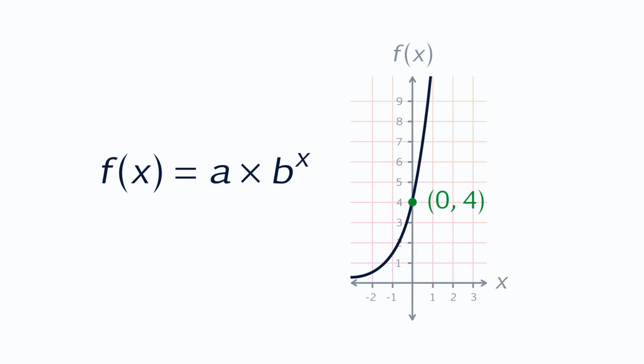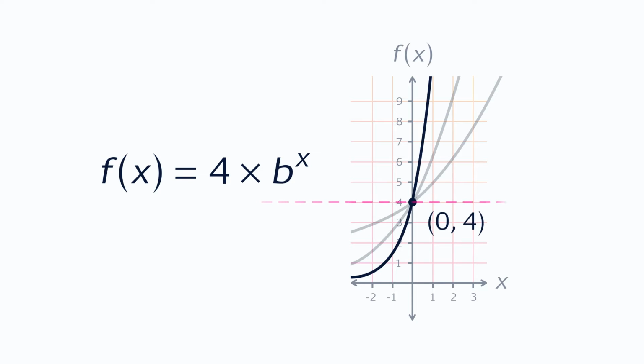So, by method 1, you know that the y-coordinate of the y-intercept equals a. In this case, it's 4. That means the coefficient a is 4. Notice that you don't need to know what the base b is. This is true in all cases where you can determine the y-intercept. You'll learn how to find the base b in a later video.